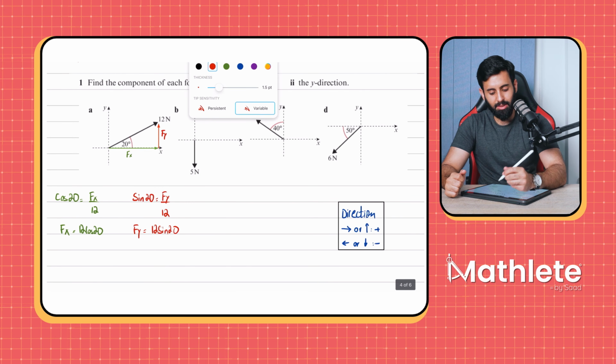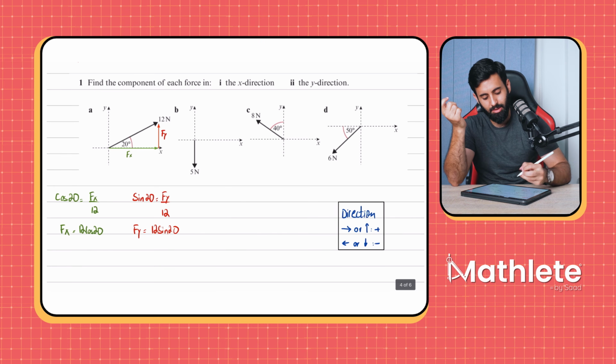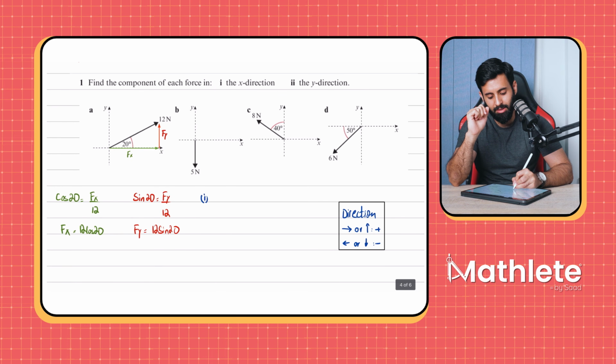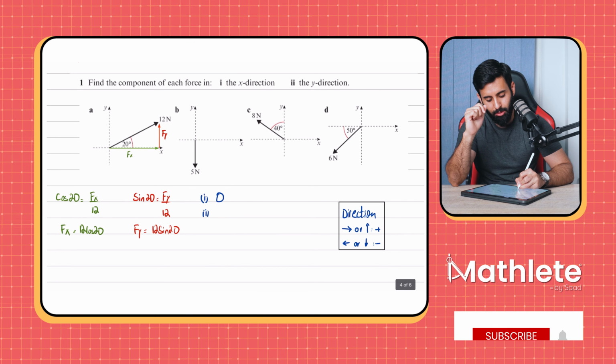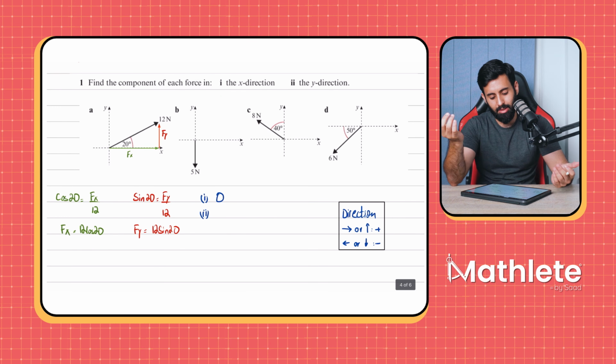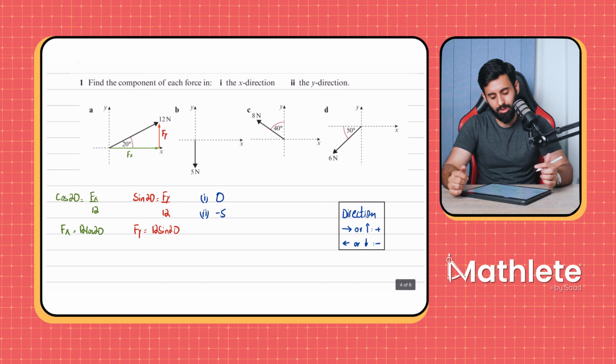Now, part B is pretty easy. Why? Because you just have one force which is acting downwards. That means there's no horizontal component. So if you were to find out the component of this force in the x direction, that will straight away be 0. However, for part 2, because it's not acting at an angle, we don't need to resolve it, it's just going to be minus 5 because it's acting vertically. So whenever you have a non-horizontal, non-vertical force, that is when you need to resolve it. And why minus? Because it's acting downwards.